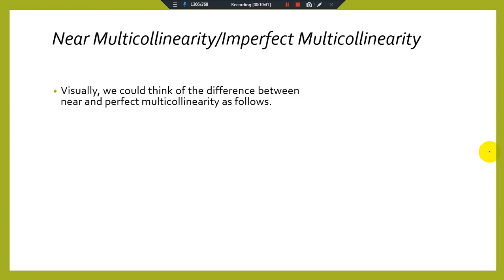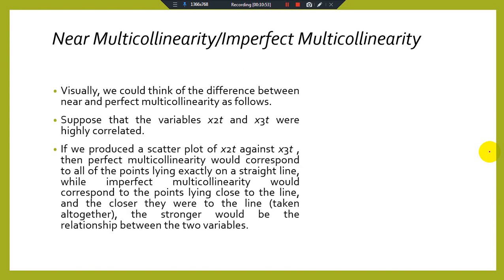Visually, we can think of the difference between near and perfect multicollinearity as follows. Suppose that you have variables x2t and x3t that are highly correlated, and we produce a scatter plot of x2 against x3. Perfect multicollinearity will correspond to all of the points lying exactly on a straight line, while imperfect multicollinearity would correspond to the points lying close to the line, and the closer they are to the line, the stronger the relationship between the two variables.